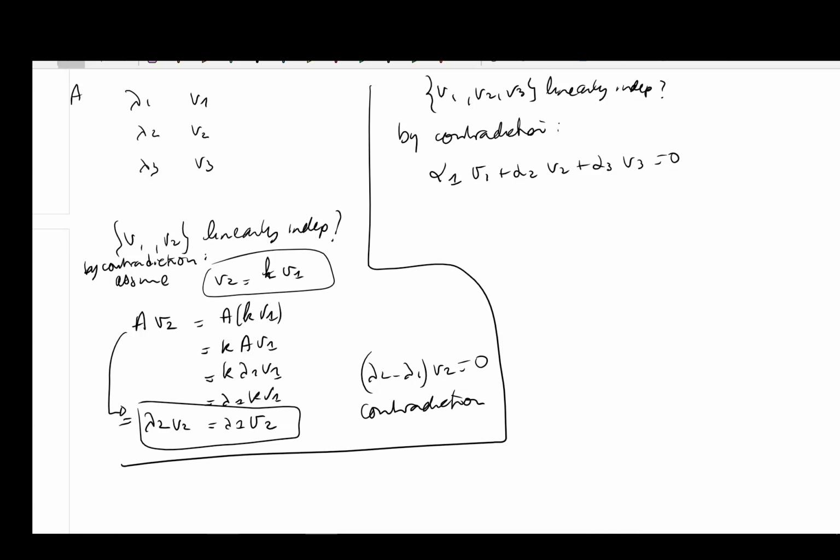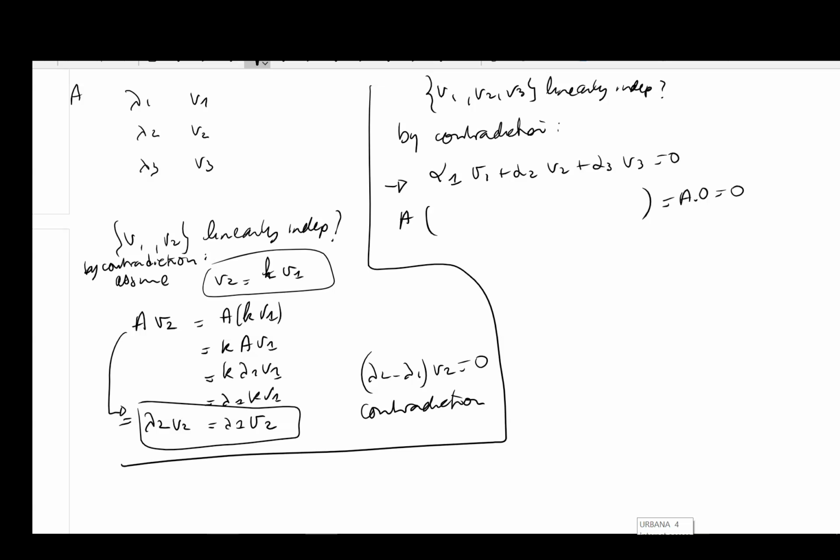I think you should be able to reproduce this proof. All right, so this is our assumption, and we want to prove that. Well, the only way that the following reasoning is going to be true is that alpha1, alpha2, and alpha3 are 0. So let's apply A to that whole equality on both sides. On one side I've got A times 0, so that's just going to be 0.